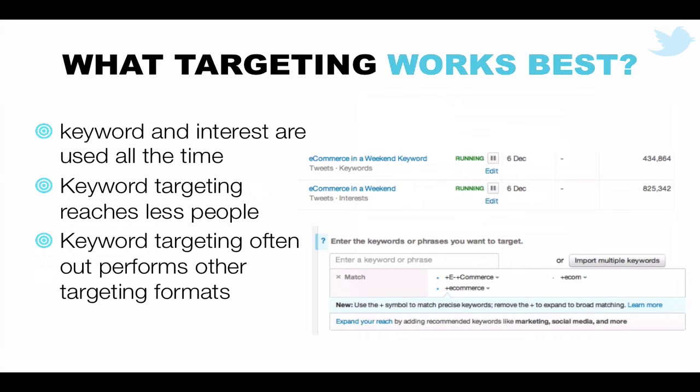For example, if you look here, you can see that we're promoting a course about e-commerce. The keyword campaign reached far fewer people, around 434,000 people, versus 825,000 people based on interests. The reason it reached fewer is because we were targeting people who had specifically mentioned e-commerce or e-com with a variety of spellings and pronunciations. Although it's reaching fewer people, it is converting much higher because it's only targeting people who have actually tweeted a keyword related to the product or service that we're trying to promote.